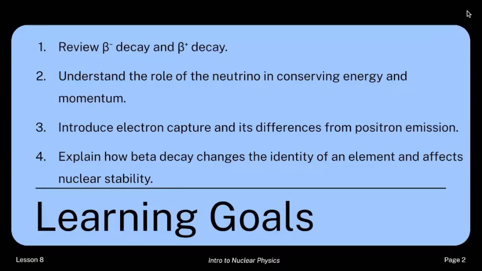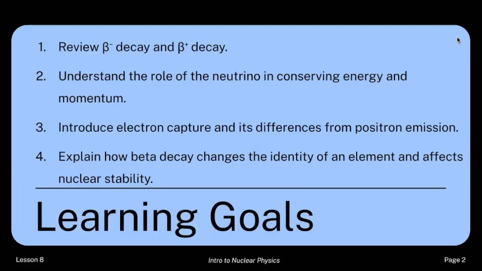Our learning goals are to again review beta decay and the two main types, which are beta minus and beta positive. So we'll talk about the differences between those and how to set up those decay equations. And then something we didn't go into last time is what the neutrino actually does. So today we'll look to understand the role of the neutrino and why it's necessary to conserve energy and momentum.